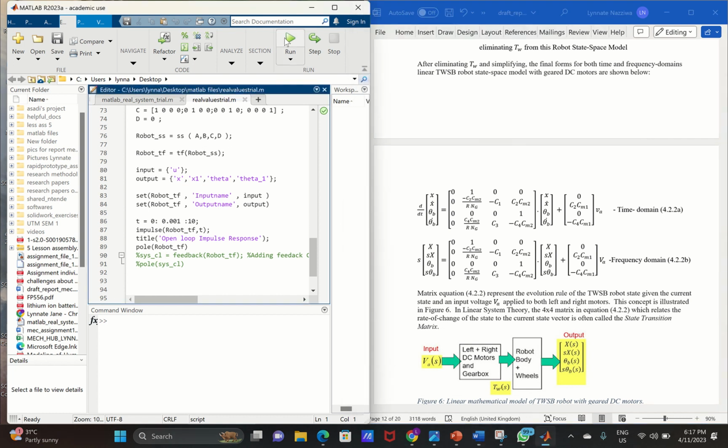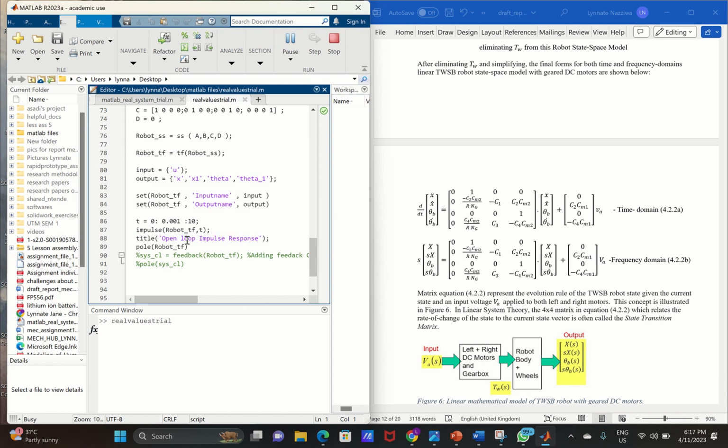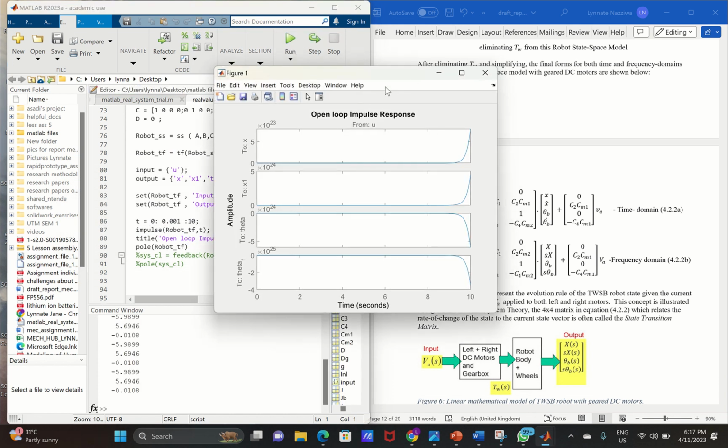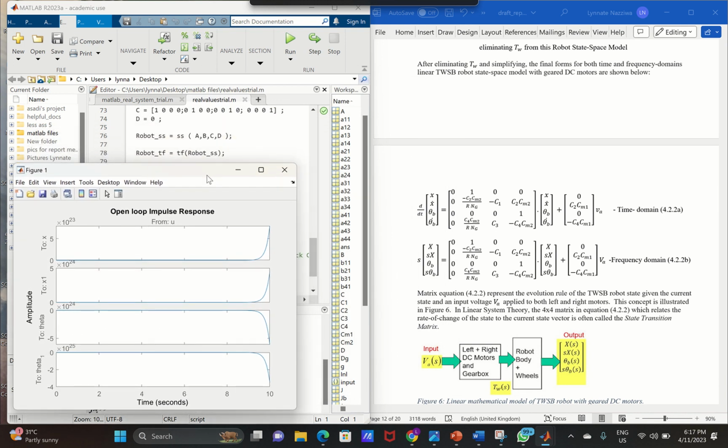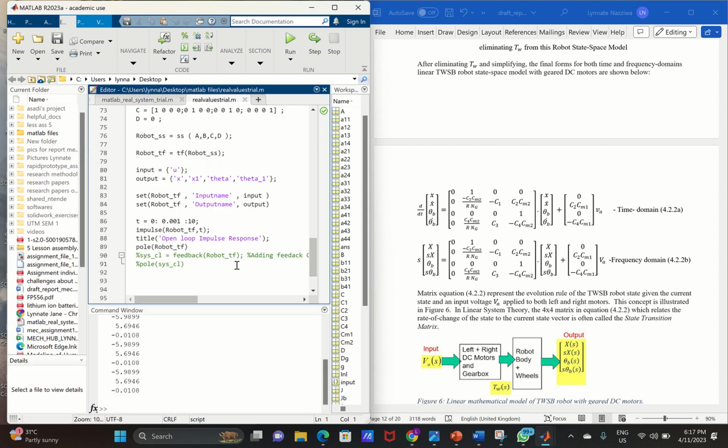So on running our code in Matlab, we are able to get these particular graphs representing our different states. The first state is x, the next state is x dot, the next one is theta, and finally theta dot. So these are when we have an open system.